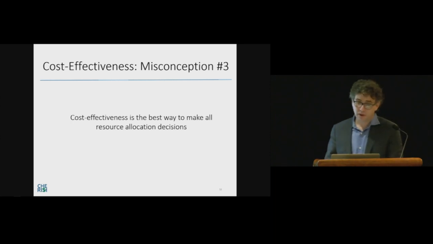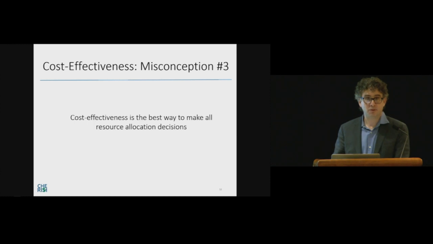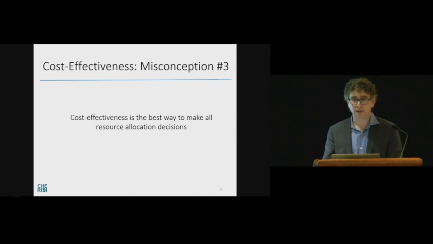And then the third most common cost effectiveness misconception is that cost effectiveness is the best way to make all resource allocation decisions. And that's not true. I will say that cost effectiveness, for those who did a little political philosophy in college, right, is an entirely 100% utilitarian approach. So our goal is to basically maximize the number of life years or maximize the number of QALY across a population, with total being completely agnostic to who gets those QALYs or why or when.